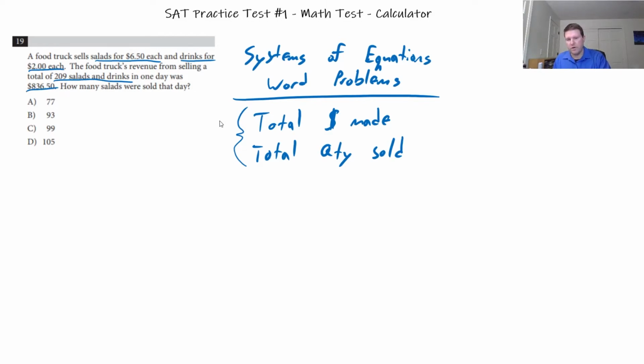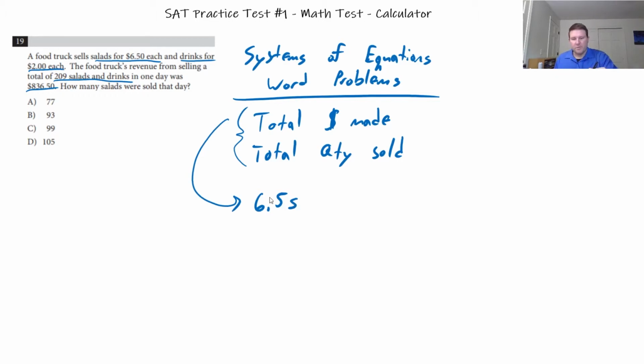So if we code these one at a time, for the total money made, you have to think about the amount of money that you would make from salads alone, right? Since salads are $6.50 each, it's going to be 6.5 times the number of salads that you sell, right?